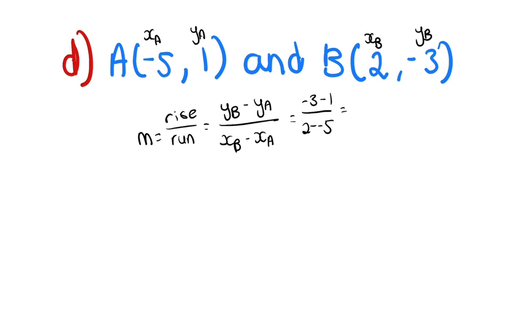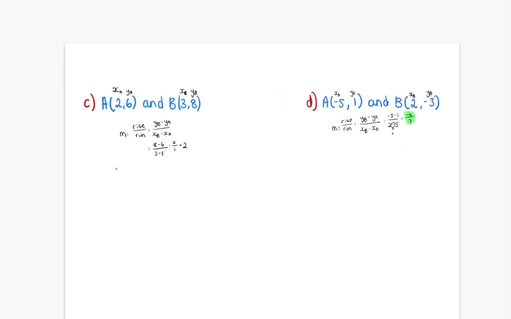-3 take away 1 is -4. And here we've got those two negatives again, and that makes it a plus. So you've got 2 plus 5, which gives me 7. And that is it. That's our gradient. We're not going to put that into any whole numbers because you're going to end up with decimals. So we will leave it as is in this case. And that is it for this example.